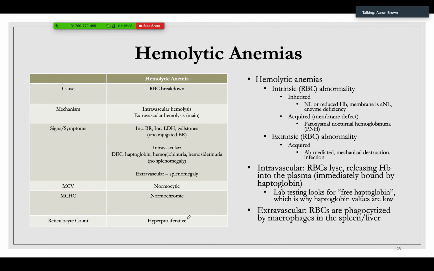Okay, good. So we talked about paroxysmal nocturnal hemoglobinuria. You're having breakdown of red blood cells. Now we're going to talk about hemolytic anemias. Here we have some sort of red blood cell breakdown. There's a number of ways you can get it. Some sort of red blood cell abnormality, paroxysmal nocturnal hemoglobinuria, or an extrinsic abnormality, meaning antibodies are attacking our red blood cells.